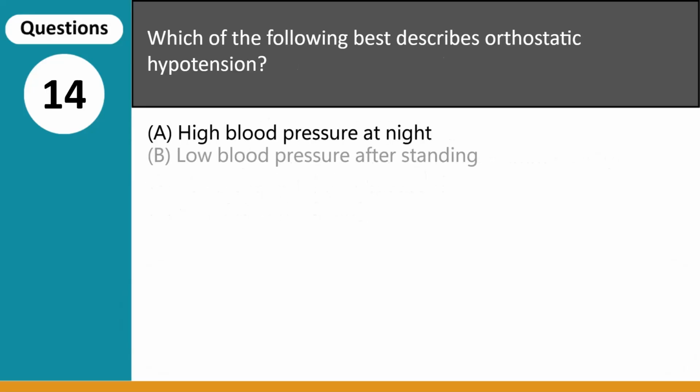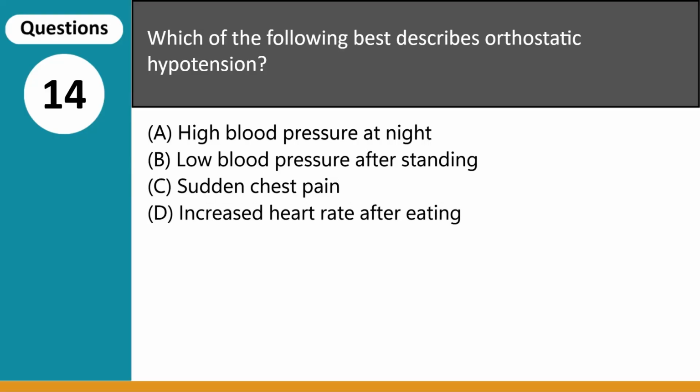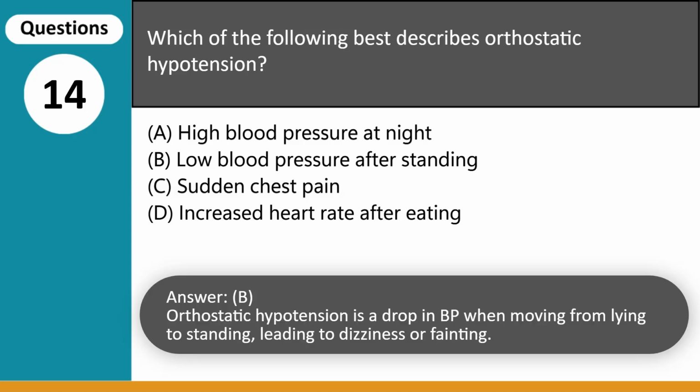Which of the following best describes orthostatic hypotension? A. High blood pressure at night. B. Low blood pressure after standing. C. Sudden chest pain. D. Increased heart rate after eating. Answer B. Orthostatic hypotension is a drop in BP when moving from lying to standing, leading to dizziness or fainting.